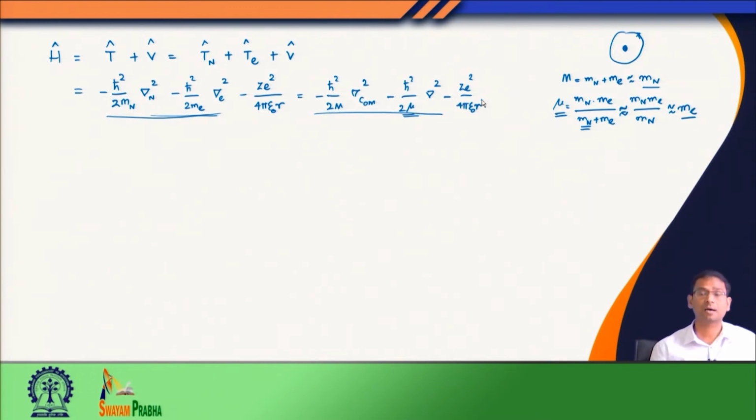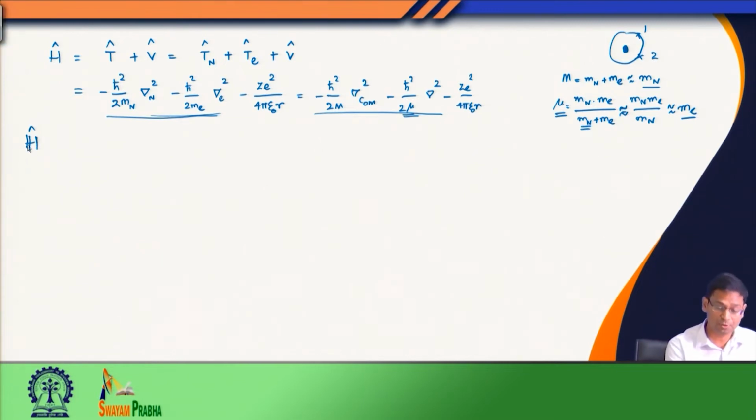Now, let us try to increase the complexity of our problem. Suppose I have now not hydrogen atom, rather helium atom. When I have helium atom, I still have one nucleus. Of course, the nuclear charge changed from hydrogen to helium, but I have now 2 electrons. So, electron number 1 and electron number 2.